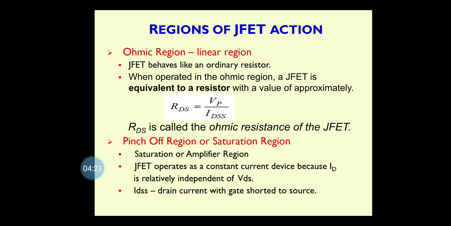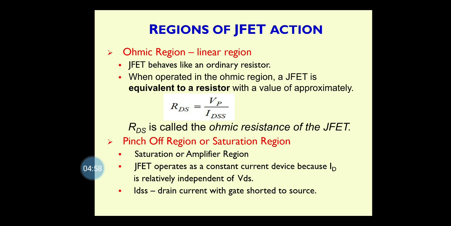Now pinch off region or saturation region. This is the region where amplification can take place in JFET. Now if you remember BJT, you can amplify only when it is in active region. So here it has to be in saturation region. At that time amplification will take place. You know about amplification, as you give an AC input signal, the output signal should have the same shape, only the amplitude will increase. That is called as amplification.